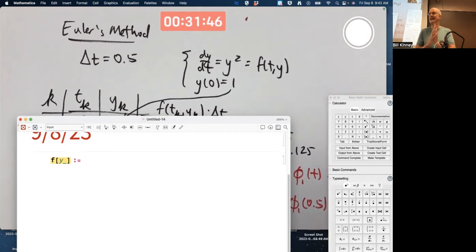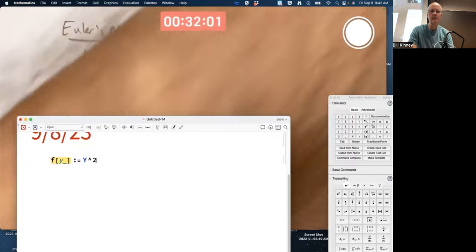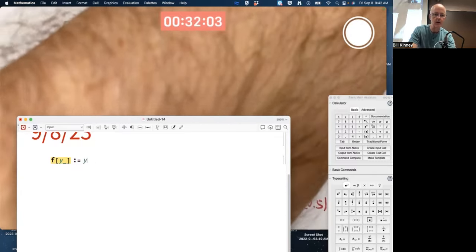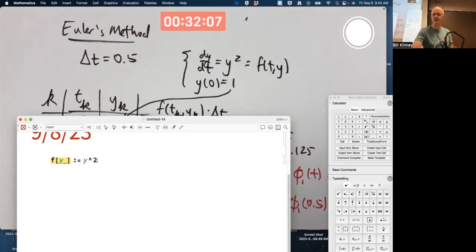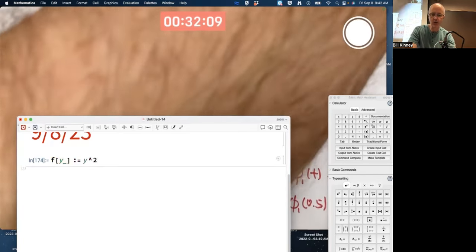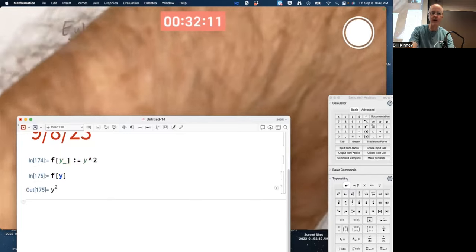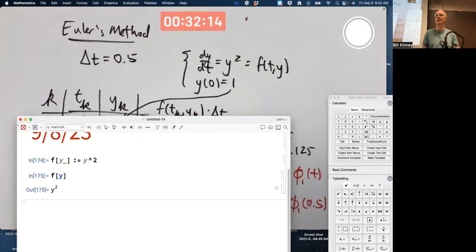The colon is not essential, but out of force of habit, I just do it. There are certain situations where it is helpful. It's not really essential, it's just helpful. Oops, not a capital Y. Lowercase y squared. Enter that. That function is now entered. If you are unsure, you can always type f of y without an underscore and see, yes, it is y squared.